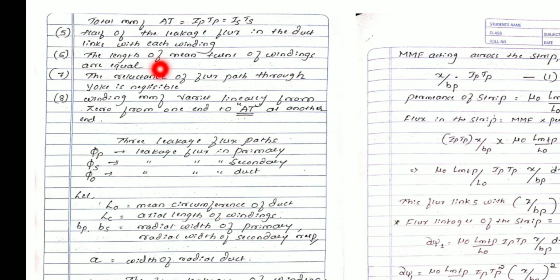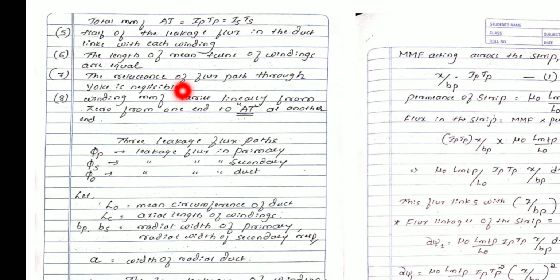And the sixth assumption: length of mean turns. This is represented by L, mean M, and turns T, that is LMT. So the length of mean turns of the windings are equal. Keep it in mind, this is a very important point. The length of mean turns of the primary winding and secondary winding are equal. This is the sixth assumption.